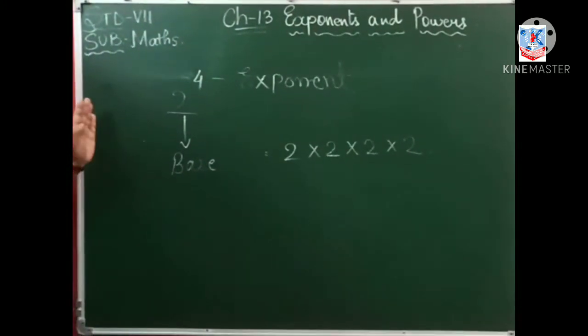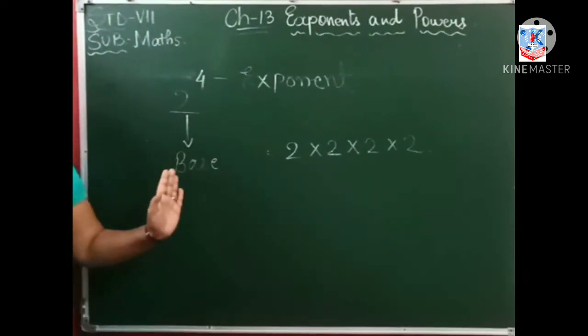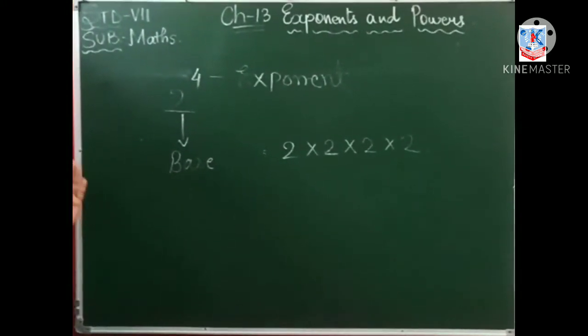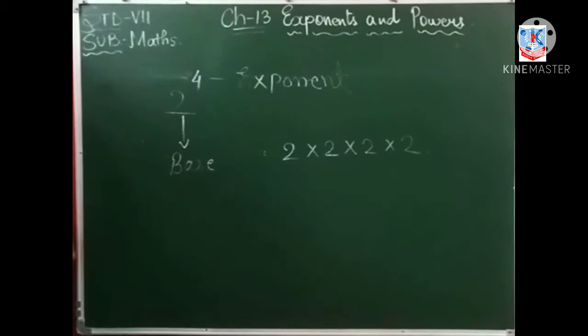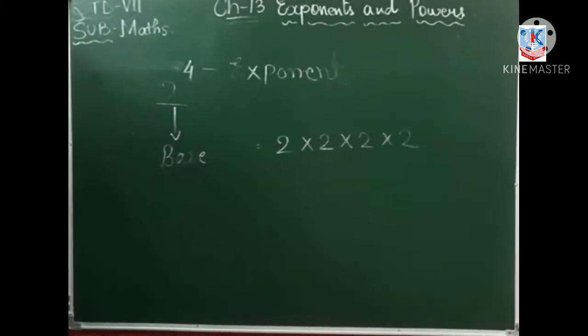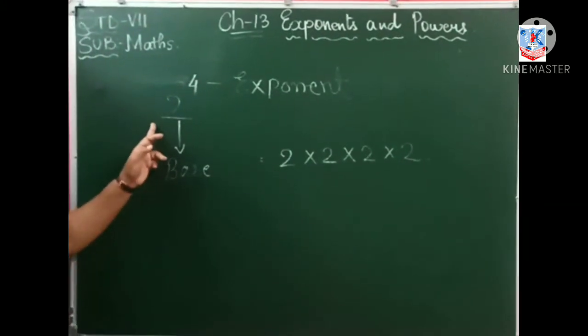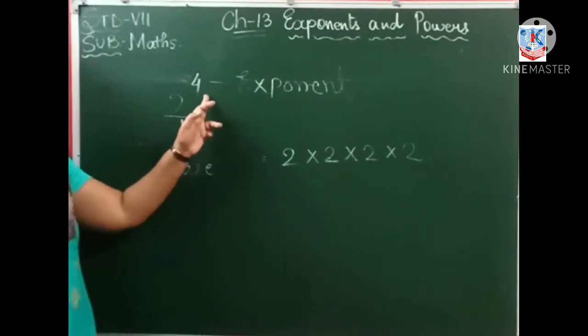Now, why do we use exponential form? Exponential form is used to read and write very large numbers. Understood? Now, how will we read this? We will read this as 2 raised to the power 4.